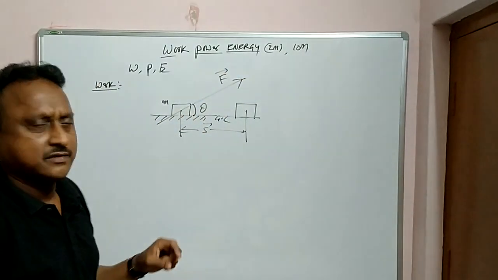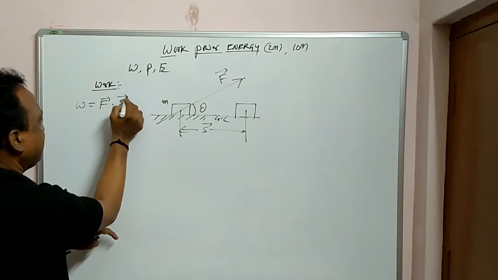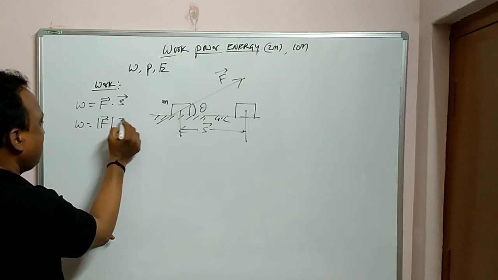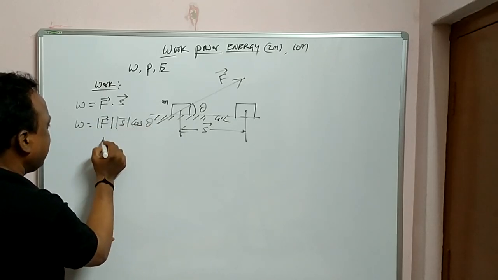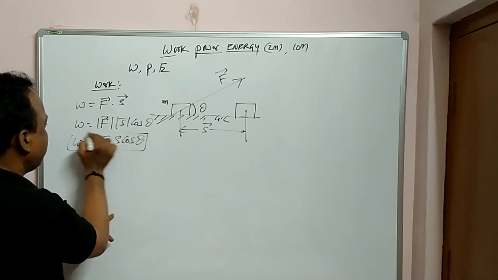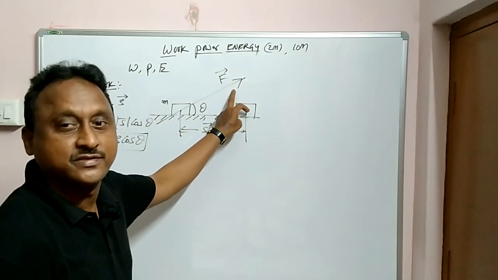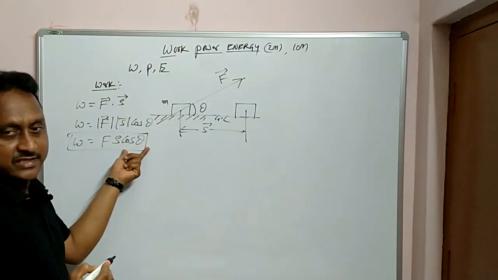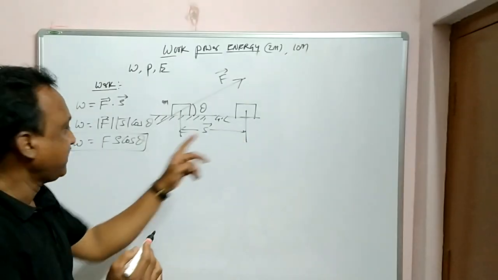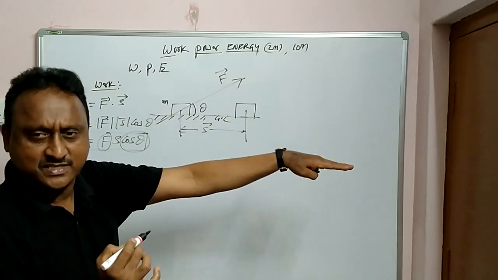Now what is work? Work can be expressed as the dot product of two vectors, that is F dot S, or you can see work is equal to mod F mod S into cos theta, or Fs cos theta. So this is the work done by the force. What is that? Fs cos theta. Here F cos theta is the component along the direction of displacement.